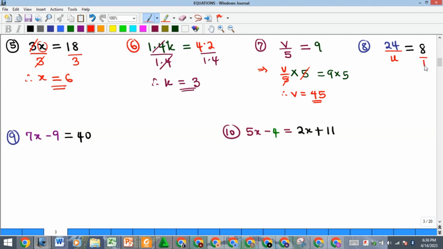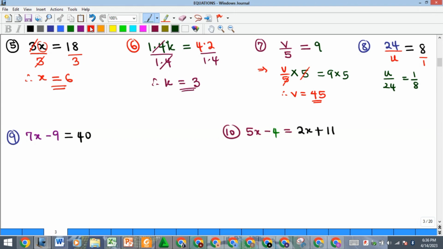The first method I want to use, remember that 8 is the same thing as 8 over 1. So I can choose to take the reciprocal of both sides. Now, what is reciprocal? Reciprocal means just turn it upside down, the inverse. So if I do that, I am going to get on the left hand side u over 24, and on the right hand side 1 over 8.